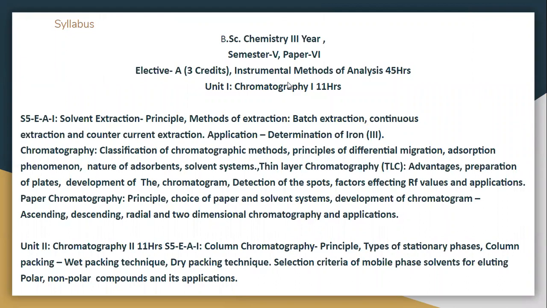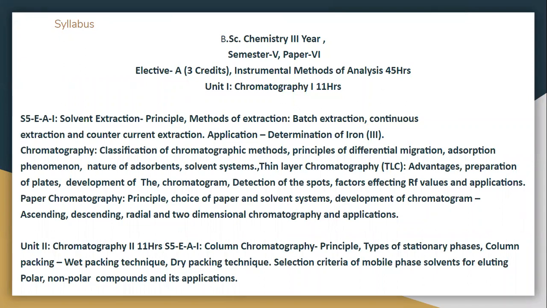As in previous papers, in the sixth paper we have 4 units. The name of this paper is Instrumental Methods of Analysis. So that is the name of our paper, the sixth paper. In that we have 4 units.